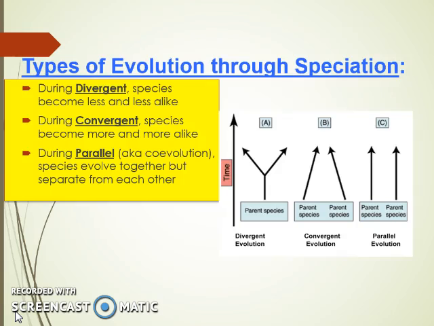There are 3 types of evolution through speciation. These are going to be really important for your test. You're going to need to know the differences between the 3 here. We have divergent species, convergent species, and parallel species. These may seem very familiar as they are also best-selling books, but you're going to need to know the ins and outs of these as we move forward.